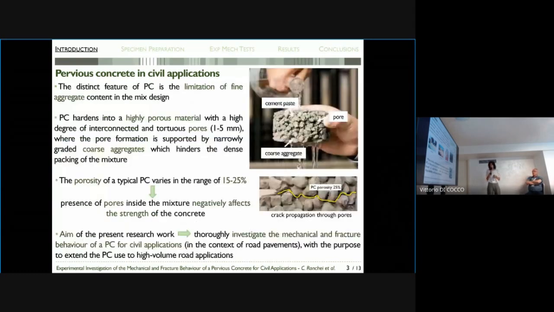The distinct feature of PC is the limitation of the fine aggregate content in the mix design. Thus, PC hardens into a highly porous material with a high degree of interconnected and tortuous pores in size between 1 to 5 millimeters, where the pore formation is supported by narrowly graded coarse aggregates, which hinder the dense packing of the mixture. The porosity of a typical PC varies in the range between 15 and 25%.